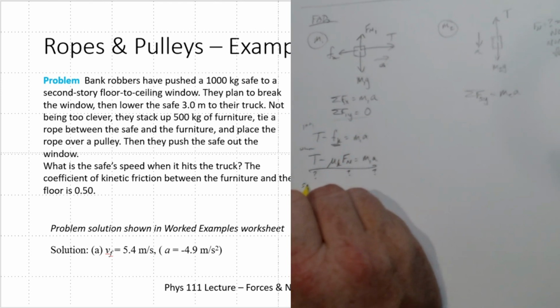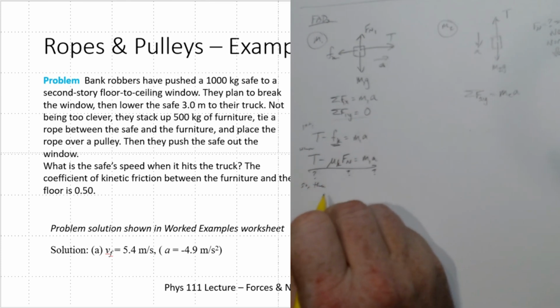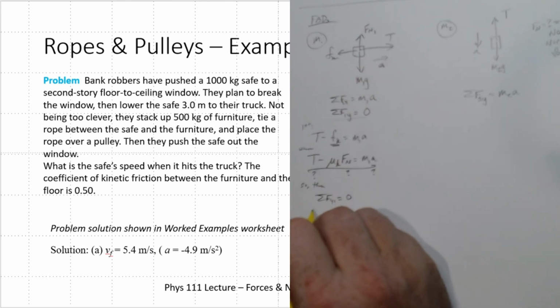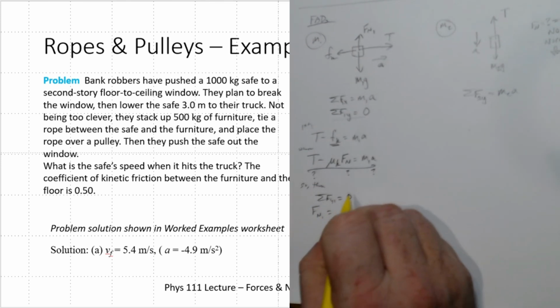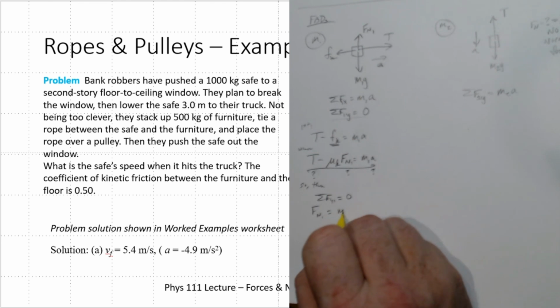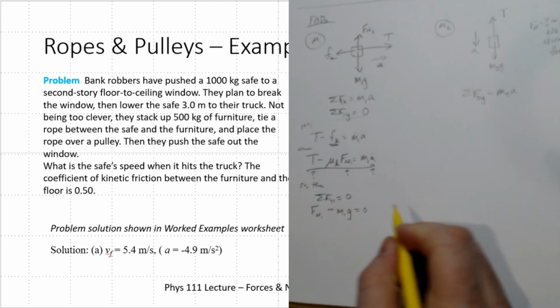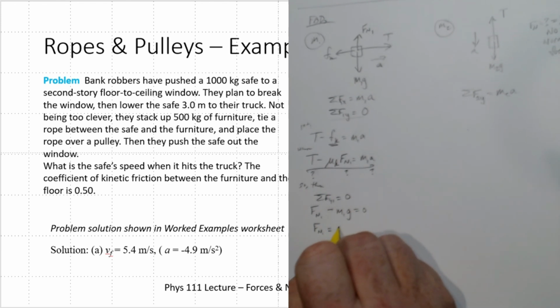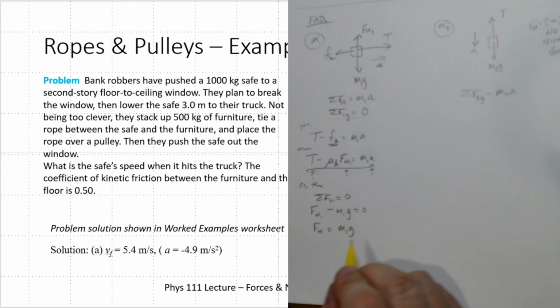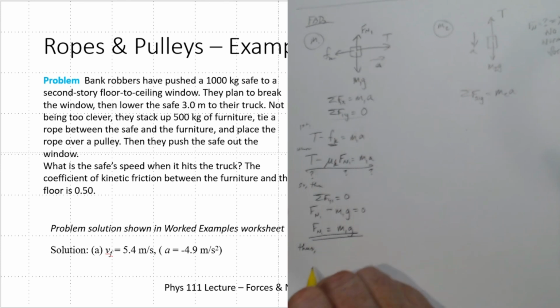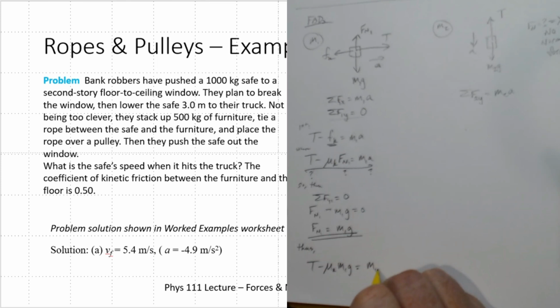Then sum of forces in the y direction for the first object is 0. That's going to be normal force 1 equals m1g. I don't want to skip steps, so that's going to be that normal force 1 equals m1g. Straightforward stuff. Okay, so then thus T minus mu k m1g equals m1a. Now we're down to two unknowns. This is good to go.